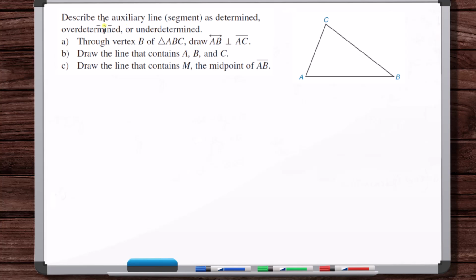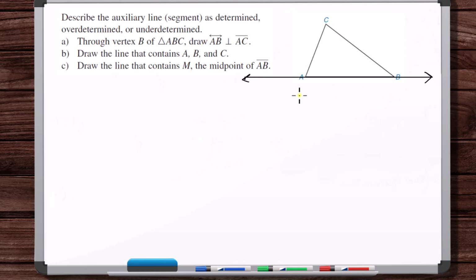Okay, same type of question. Describe if we introduce this auxiliary line segment. Would it be overdetermined, determined, or underdetermined? So if we drew a line through vertex B of the triangle, draw line AB perpendicular to AC. Okay, so what they're saying here is that we have segment AB, but we want to think about line AB, so we can extend this out as line AB, okay?